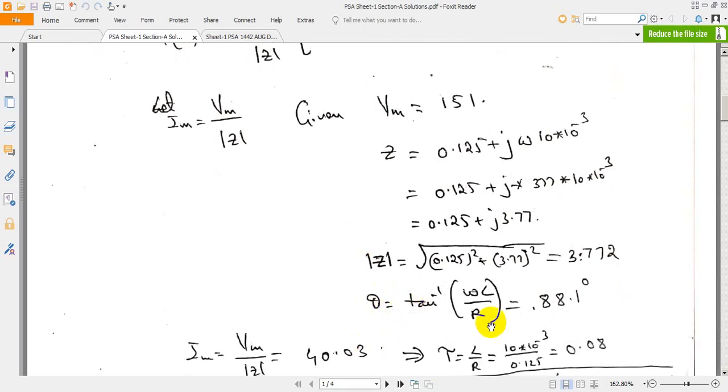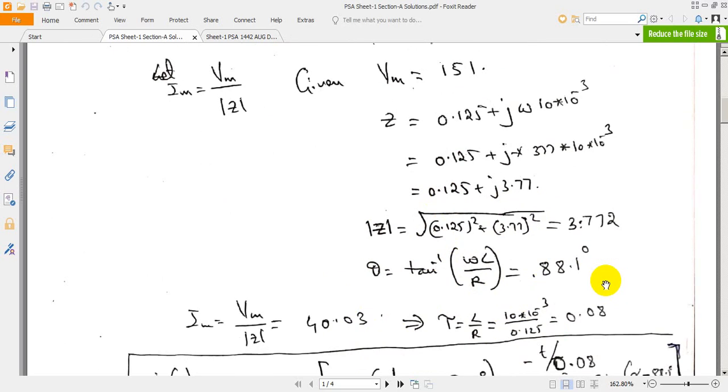Theta is tan inverse of omega L by R. Omega L is nothing but XL, which is present here, and R value is 0.125. You will get theta equal to 88.1 degrees. Im, the maximum current value, will be equal to Vm by the magnitude of the impedance. Just substitute the values, 151 divided by 3.772, you will get 40.03.